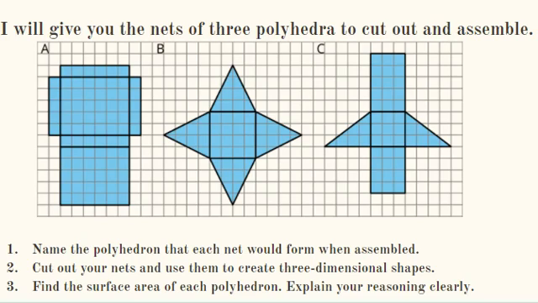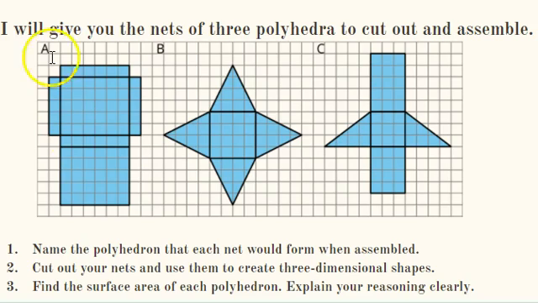Okay, as much as I'd love for you to cut these nets out and create the three-dimensional shapes, that's not going to happen. There is a link on the side for you to see some of them and possibly print out your own if you've got the opportunity. But if we look for number 1, the name of each one. So if we look at A, what do we have?